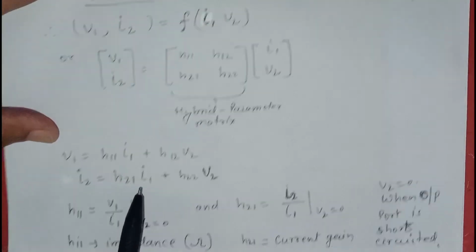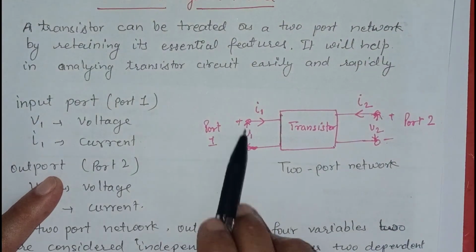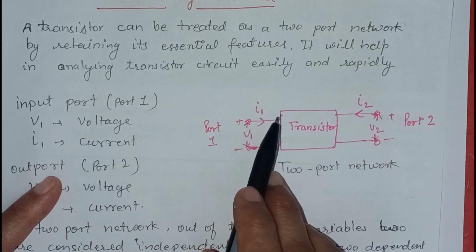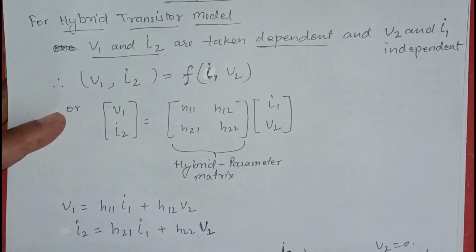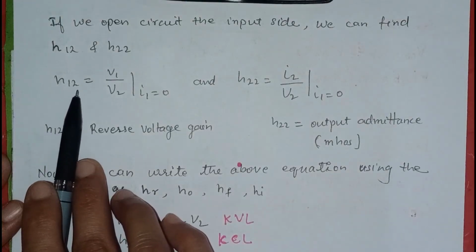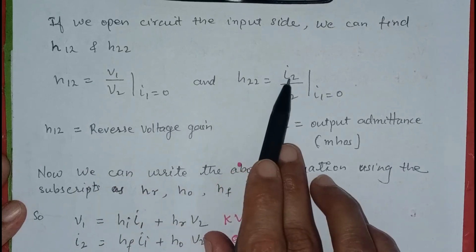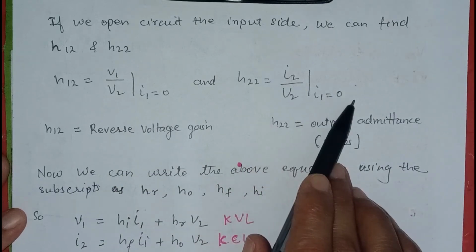Now to find out H12 and H22, we will make I1 equal to 0, and to make I1 equal to 0, we will open circuit this side. When the circuit is open circuited, I1 will be equal to 0. Now when I1 equals 0, this term becomes 0. So H12 equals V1 upon V2 and H22 equals I2 upon V2. So H12 equals V1 upon V2 at I1 equals 0 and H22 equals I2 upon V2 at I1 equals 0.